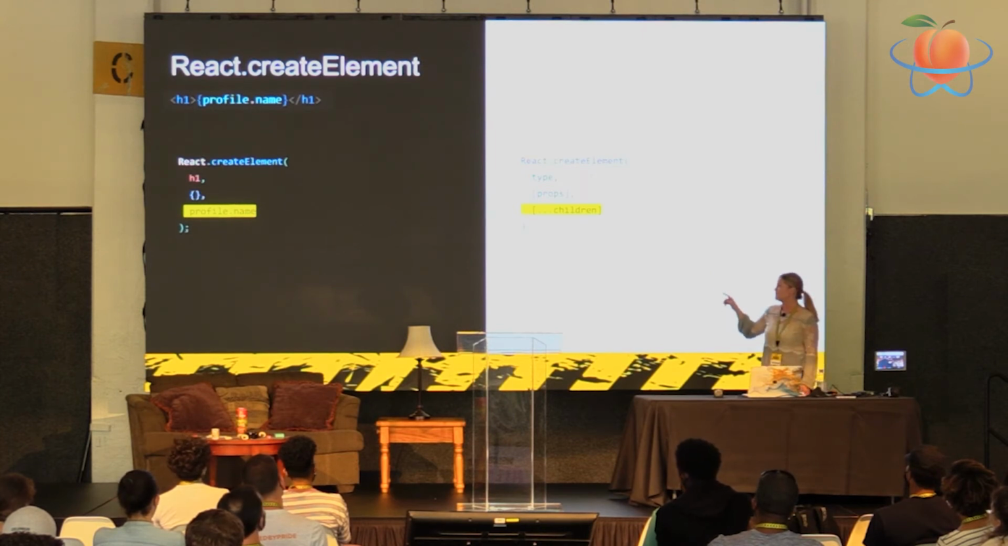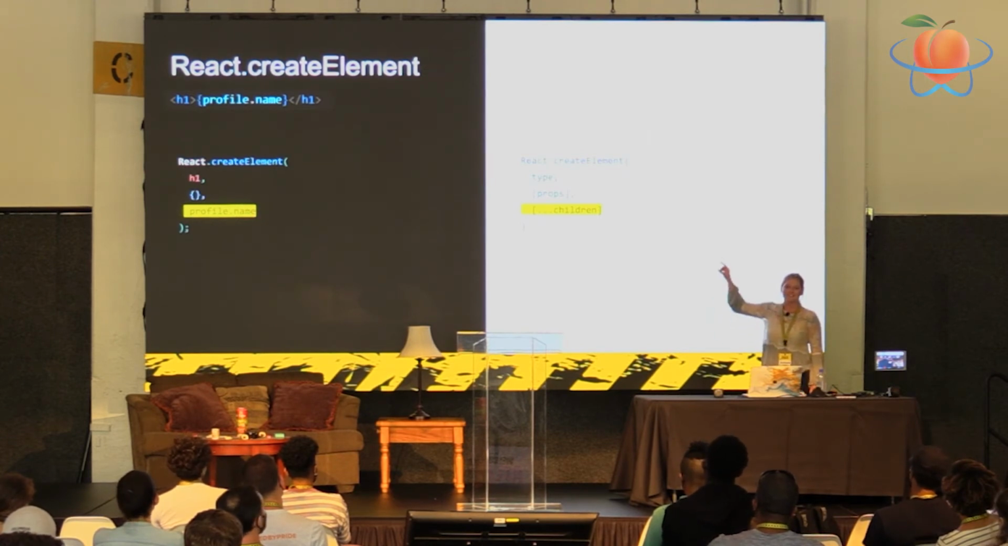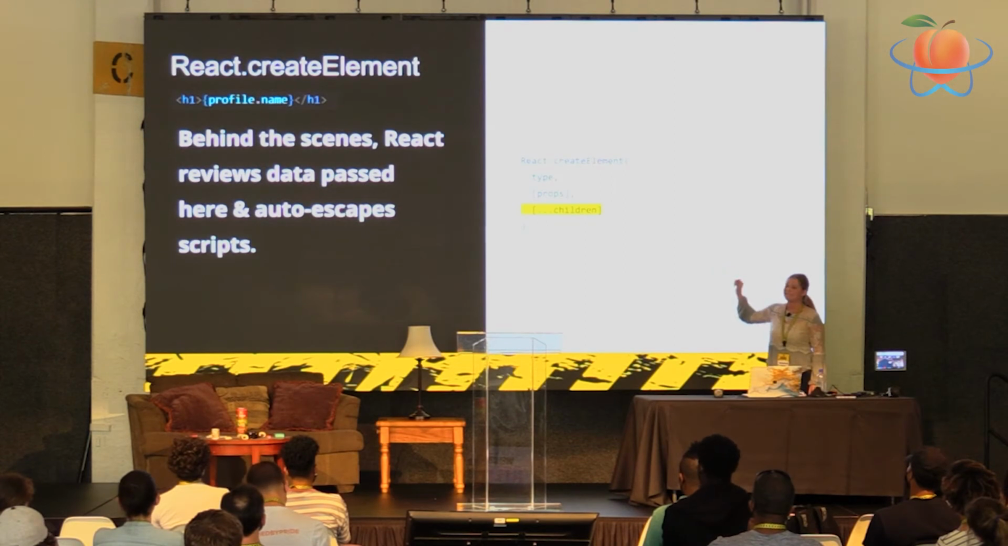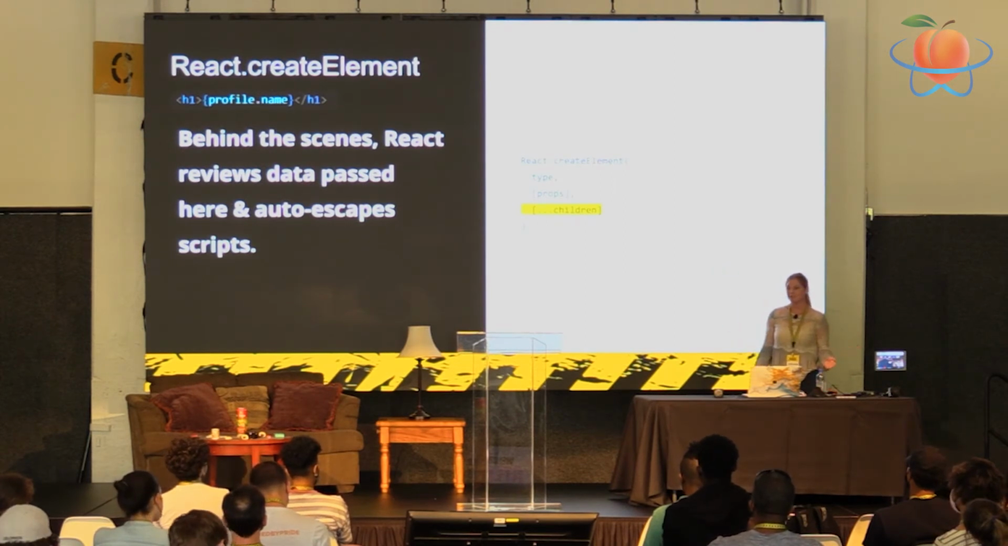And then the profile name, so again, remember, the profile name in this case was a malicious script, is passed as the child. The fact that it was passed as this third argument, the child, is important here. Because behind the scenes, React will actually review data passed here and auto-escape scripts. So this is an example of React preventing a cross-site script vulnerability.